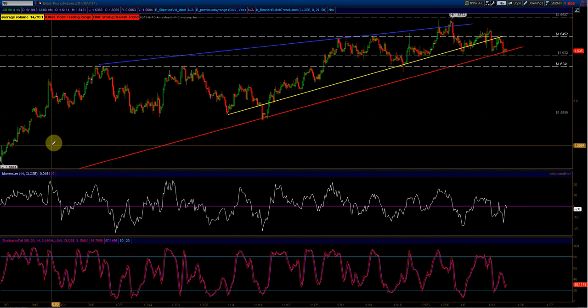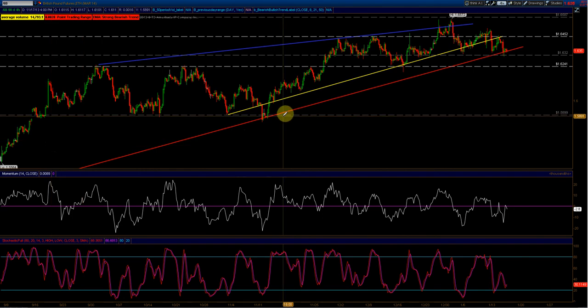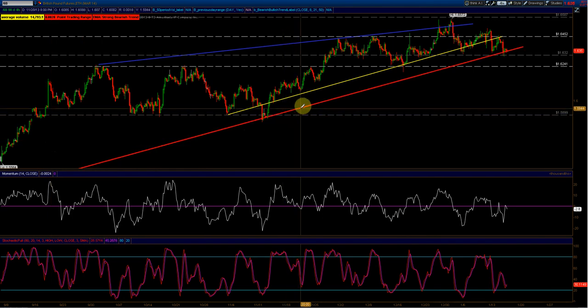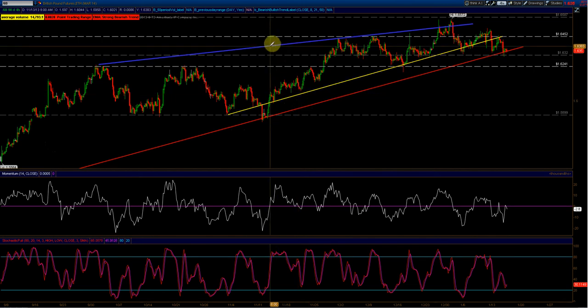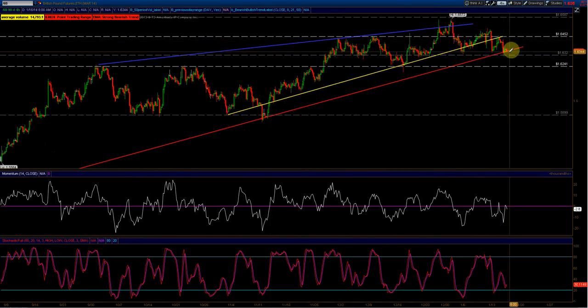Looking at this 4-hour live chart, we have my various trend lines, all ascending trend lines: the bottom, your mid channel, and then your top ascending trend line in blue. Now, why I'm doing the video on this guy is because I do believe that this is a good opportunity to take a long position.